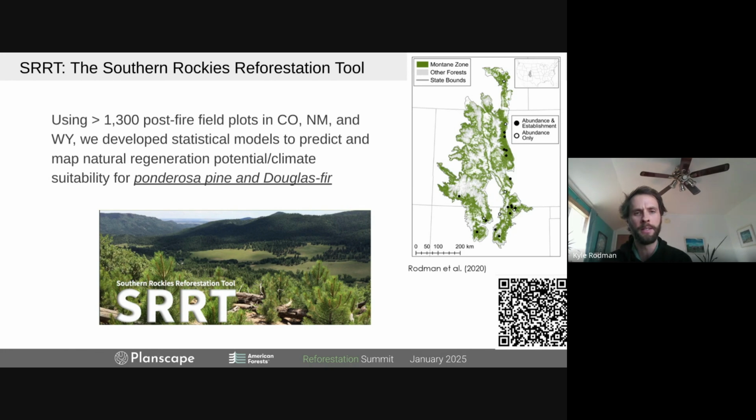But Joe set this up really nicely. This is basically the same kind of idea that he was talking about in his initial tool for California. We created a similar thing for the Southern Rockies, so the core of Colorado, Southern Wyoming, Northern New Mexico. Again, this is based on natural regeneration data rather than planted seedlings. We focus specifically on ponderosa pine and Douglas fir. They are not the most widespread species in this region, but they're the most widely planted. So it's a good focus, I think, for an initial effort at this project. Can go to the next slide there.